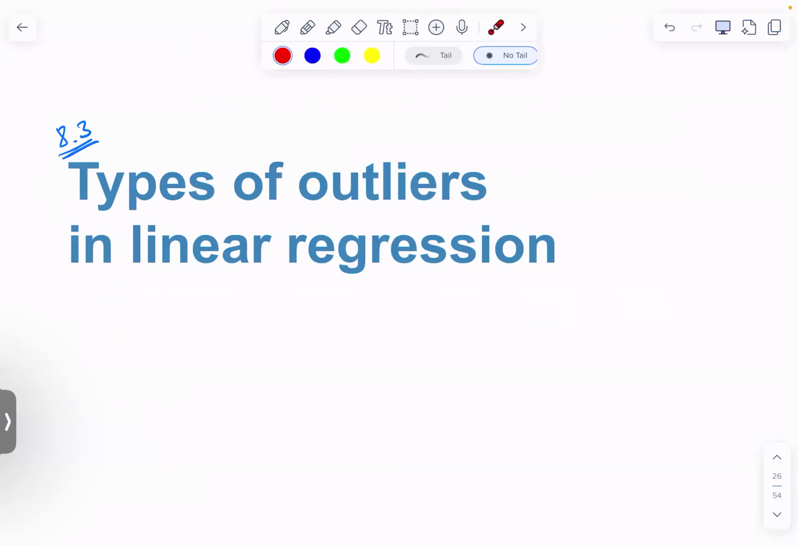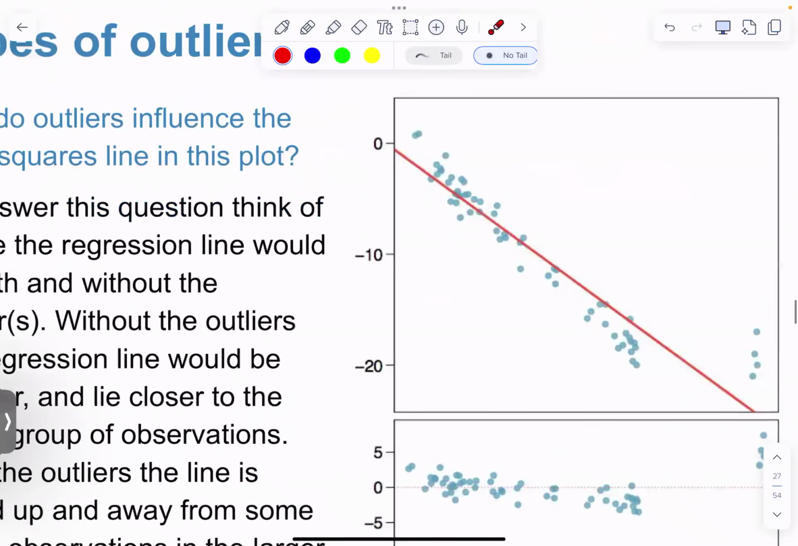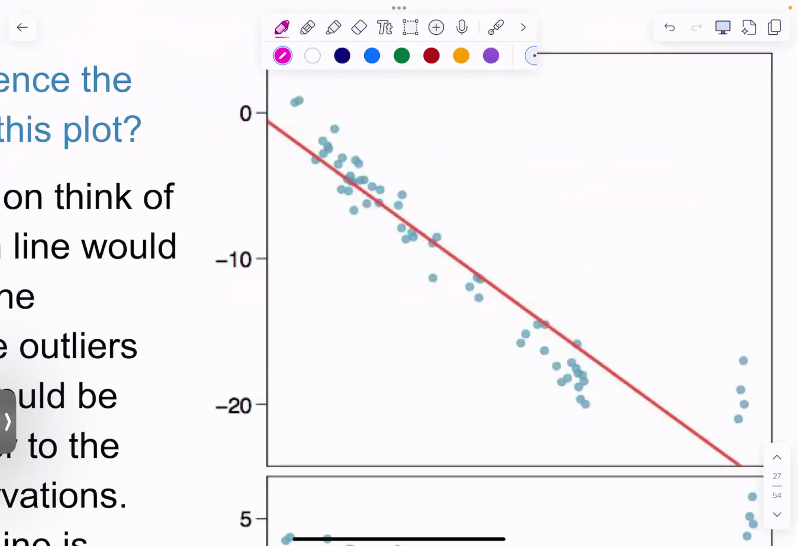Just a little discussion on the types of outliers in linear regression. Outliers are kind of a big problem that we have, especially if we're modeling. If we have an example like this, this lump over here, those are the troublemakers. These are my outliers. And if you squint, you can see that the line is trying to capture them.